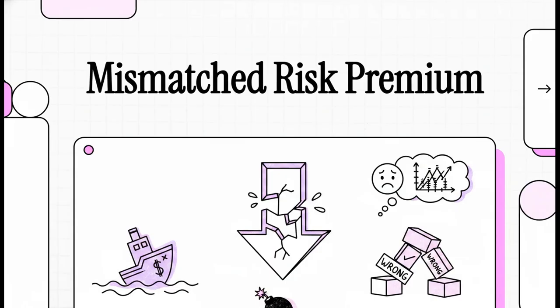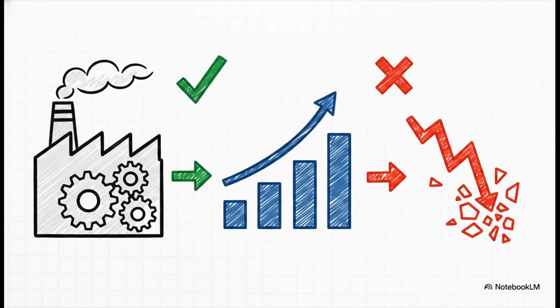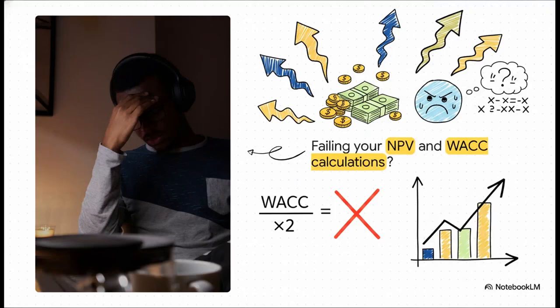Let's dive right into this explainer and save your next valuation from a total disaster. Never use the country of incorporation for your market risk premium. You must always use the country of operation, or your cost of equity is completely wrong. Seriously, this simple geographic mix-up totally derails your NPV and WACC calculations.